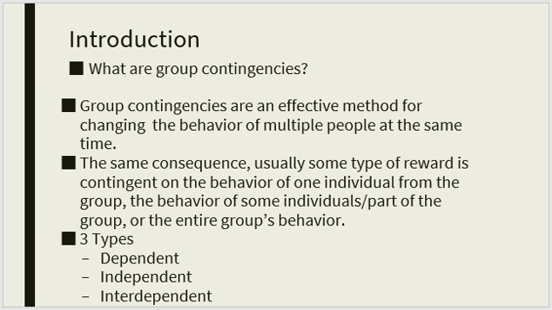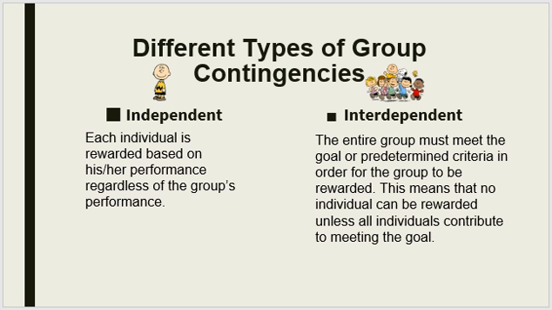And what are group contingencies? Group contingencies are an effective method for changing the behavior of multiple people at the same time. They typically have the same consequences. Usually, some type of reward is contingent on the behavior of an individual from the group, some part of the group, or the entire group. There are three types of group contingencies: dependent, independent, and interdependent.